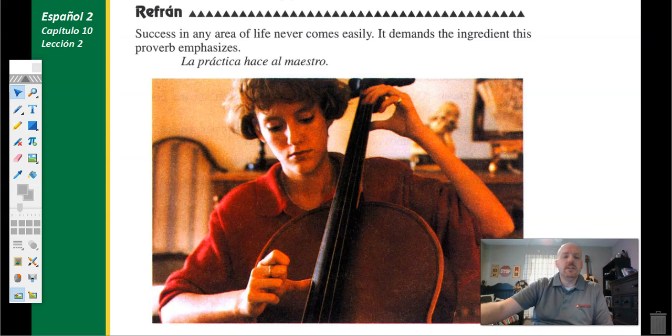Okay, the refrán from this lesson that we've been going over is la práctica hace al maestro. I want you to say that with me, clase. La práctica hace al maestro. Practice makes the master, or practice makes perfect. La práctica hace al maestro.